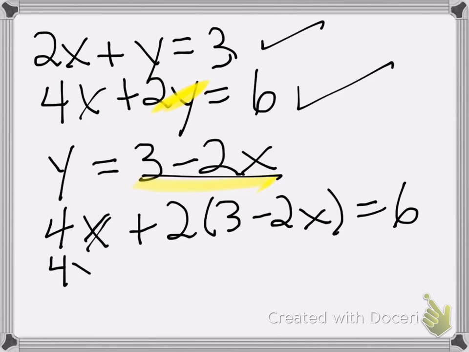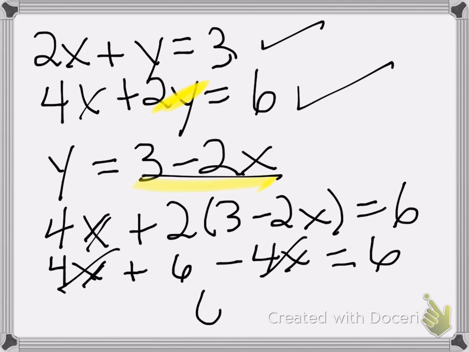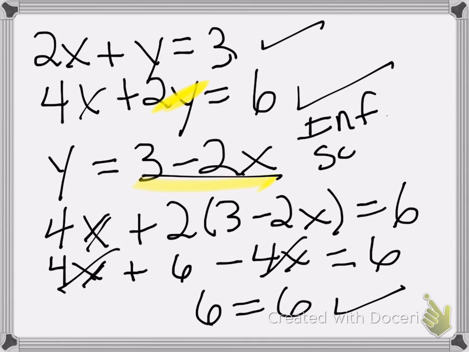So 4x plus 6 minus 4x equals 6. The 4x's cancel, and I get 6 equals 6. So I get to stop at that point and make my decision. Is that true? Sure it is. So that means that we have a special case, and it's infinitely many solutions. Or you can say all solutions. And that means my lines are coinciding. It's the same line.